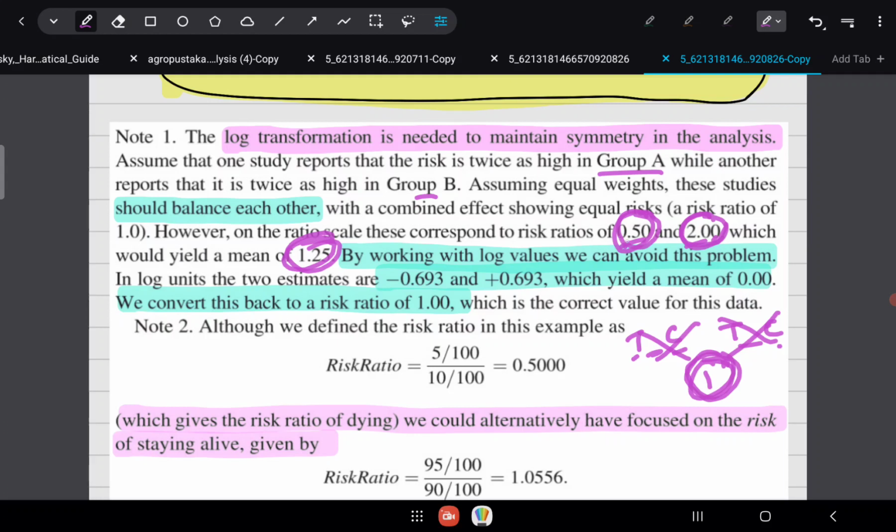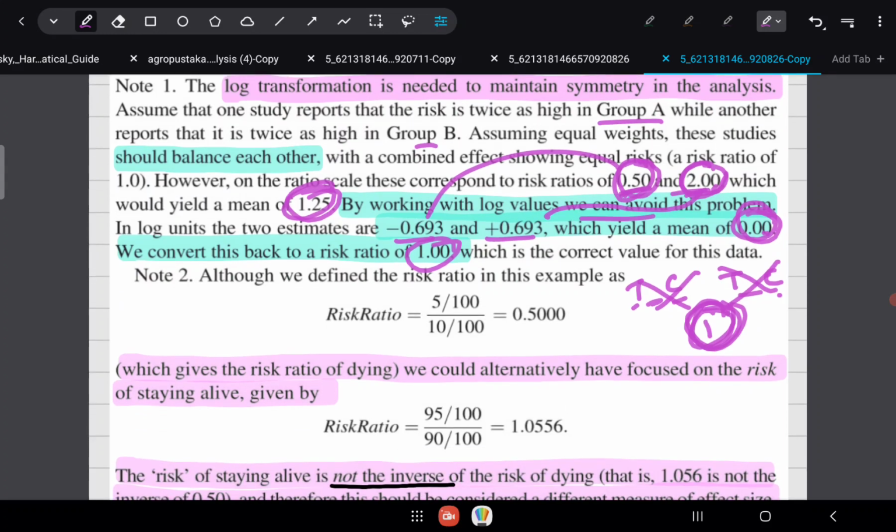Imagine you convert these two values into the logarithmic form. The logarithm of 0.5 will be minus 0.693 and for 2 will be plus 0.693. So when we combine them, the mean will be 0. And when you convert this back into the exponential form, it will be 1, right? So this is the reason why we convert these ratios into logarithmic form before doing all the computations for the summary effect, p-values and z statistic, because it is needed to maintain the symmetry in the analysis. Okay.